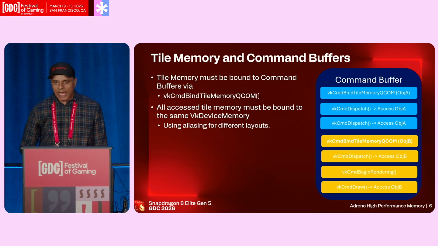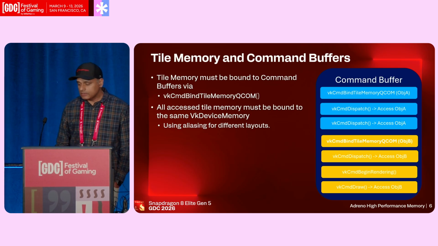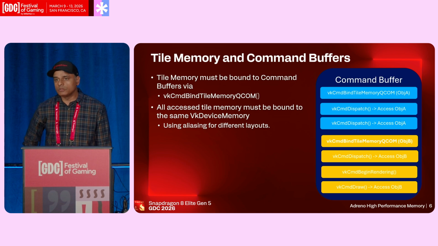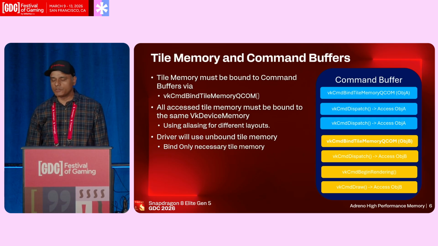All the accessed tile memory resources must be bound to the same VK device memory object. So the application can create multiple VK device memory objects for memory aliasing. Like shown in this diagram, with two different colors, the application can bind two different memory layouts for memory aliasing. One key point is the Vulkan driver will use any unbound memory for internal optimizations. So the application should try to bind only required memory so that it doesn't kill driver optimizations.